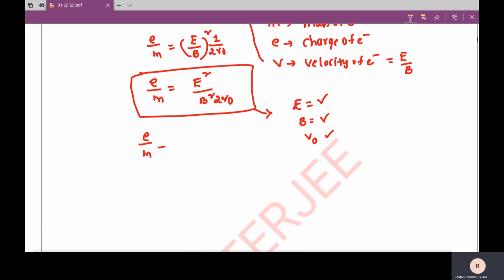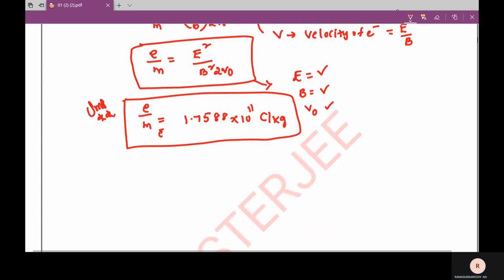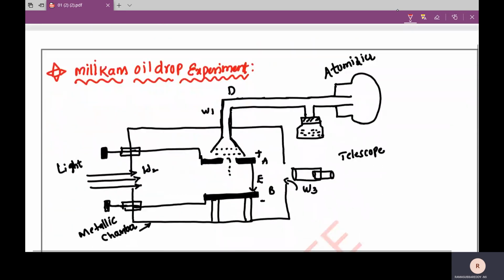So e by m for the electron is 1.7588 into 10 to the power of 11 coulomb per kg. Okay, this value is very important. That is our specific charge of the electron, the ratio of the charge of the electron to the mass of the electron. Next we will discuss the Millikan oil drop experiment.